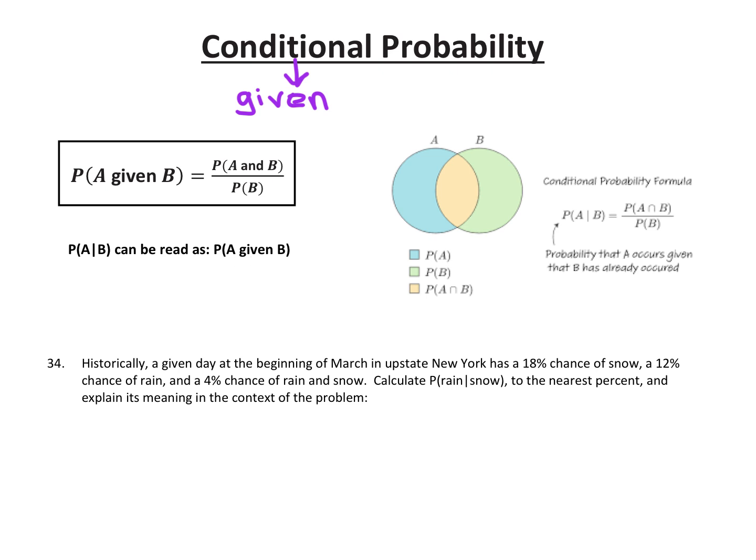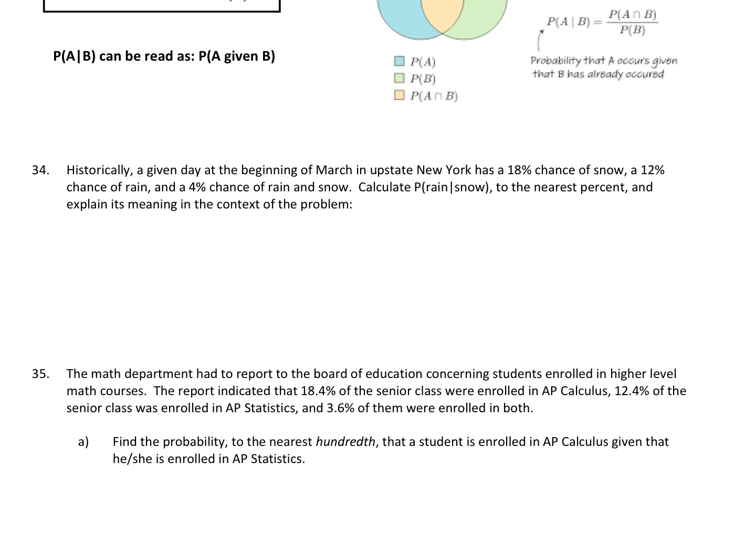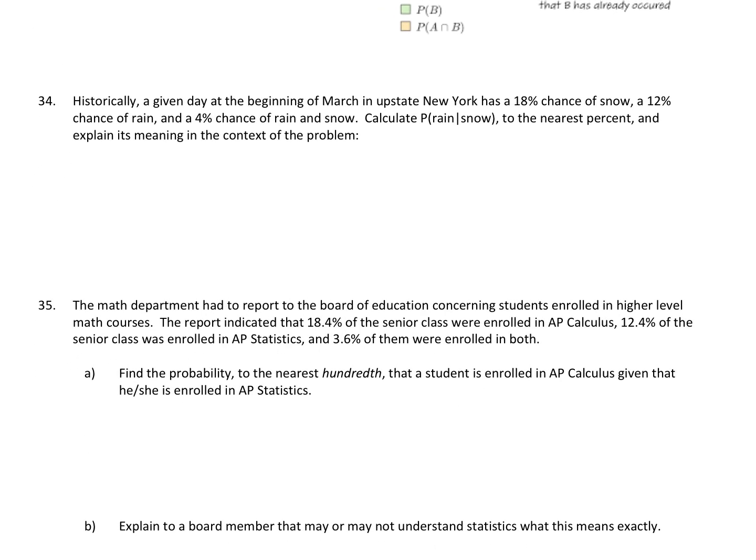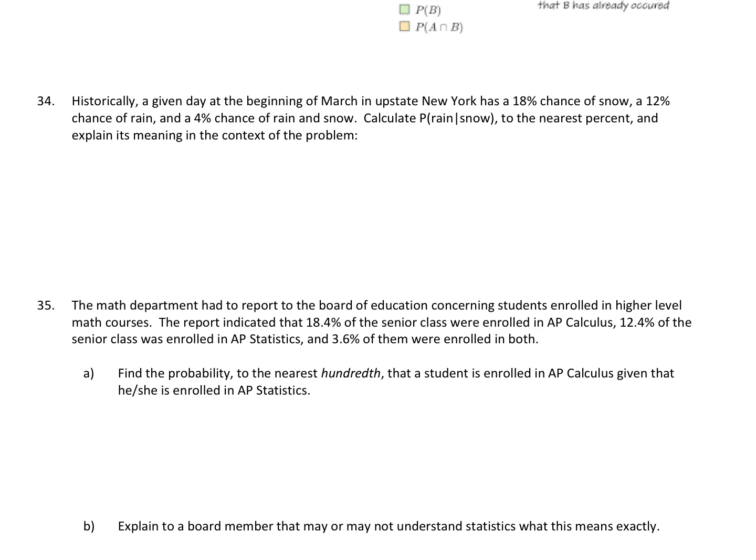All right, so let's take a look at number 34. So number 34 says, historically, a given day at the beginning of March in upstate New York has an 18% chance of snow, a 12% chance of rain, and a 4% chance of rain and snow. Okay, I'm going to organize that information on top of the problem real quick.